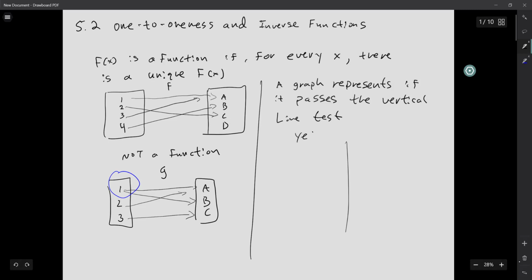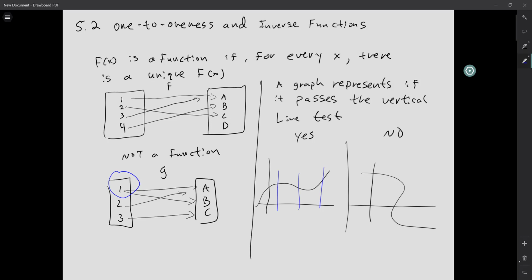So we'll have a yes and a no picture. This one passes because no matter where I put a vertical line, it's only going to cross the curve once. On the other hand, this one is no good because if I place a vertical line in the right spot, it actually crosses the curve more than once. And so what this is saying is that this x value has 3 y values associated with it. And that's bad for the function definition.